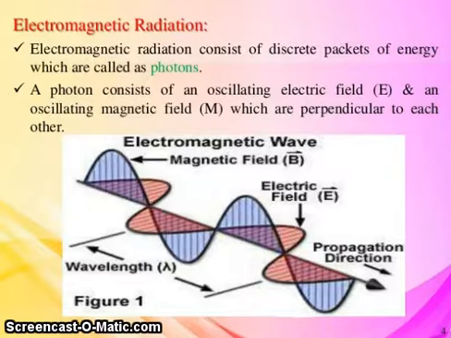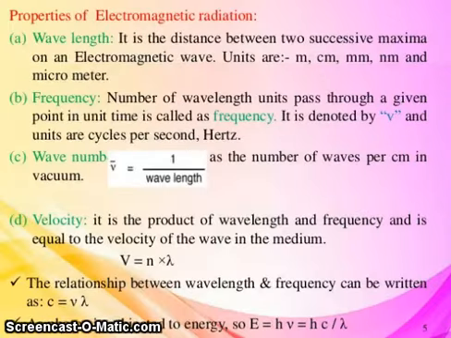Electromagnetic radiation consists of discrete packets of energy which are called photons. The photons consist of an oscillating electric field and an oscillating magnetic field which are perpendicular to each other. Now, wavelength. It is the distance between two successive maxima on an electromagnetic wave. Units are meter, centimeter, millimeter, nanometer and micrometer.